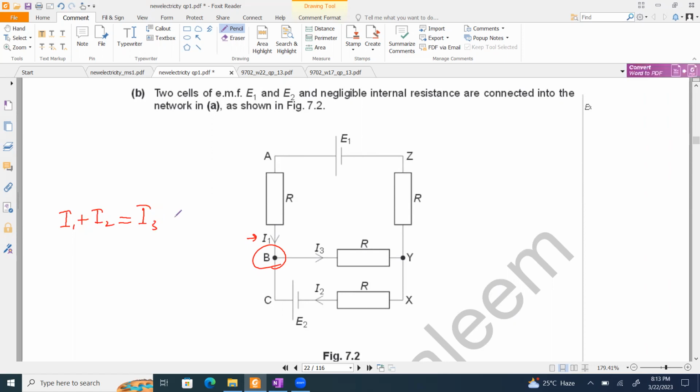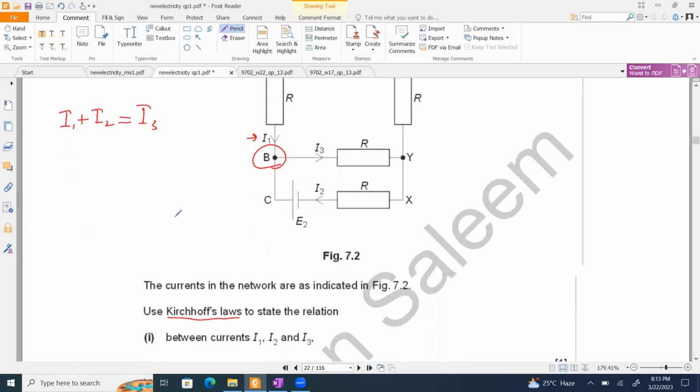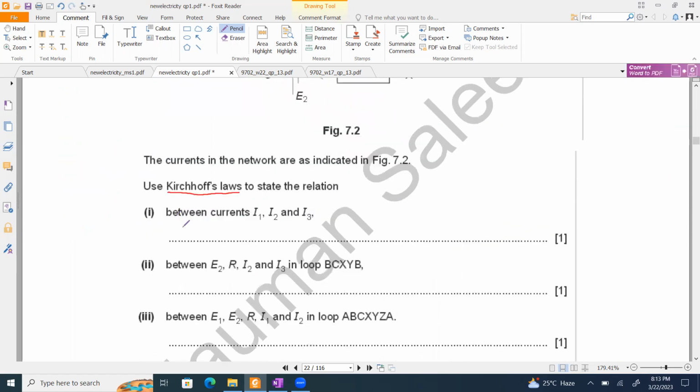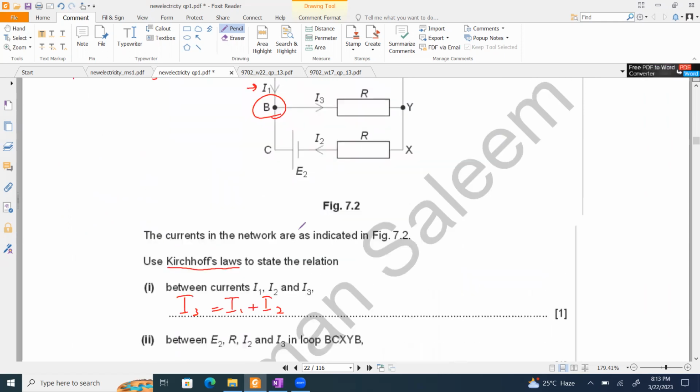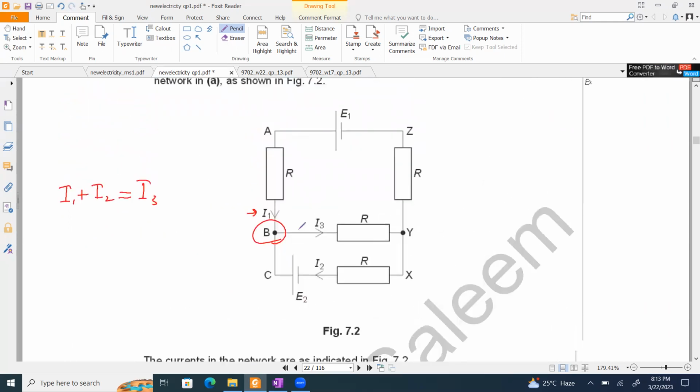So actually the equation is I3 equals I1 plus I2. I can write this equation in any way, like I1 plus I2 equals I3 as well, because mathematically they are equal to each other. I hope you understand that, right? Now if we select Y, we will again make the same equation.